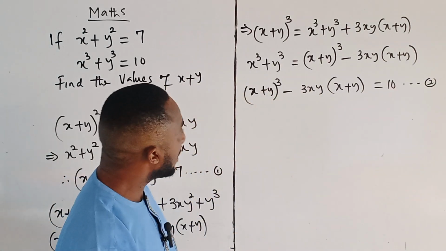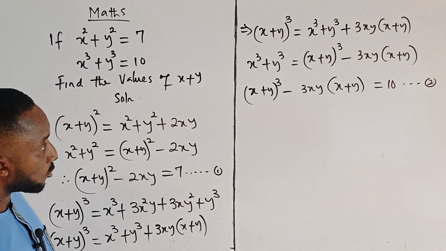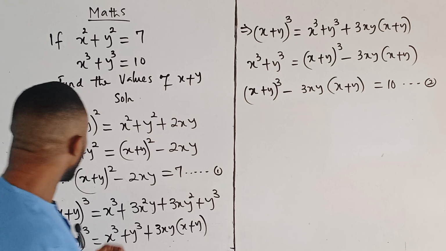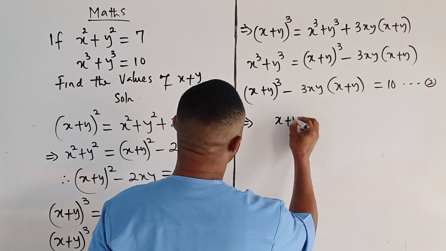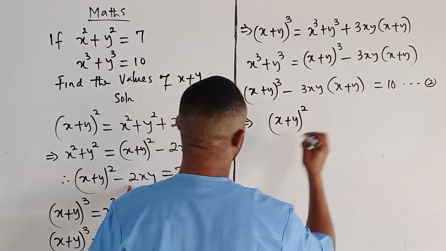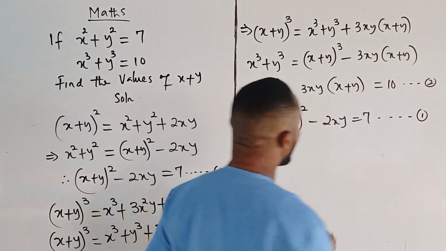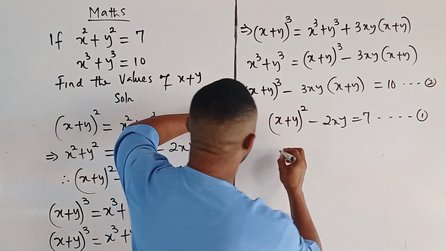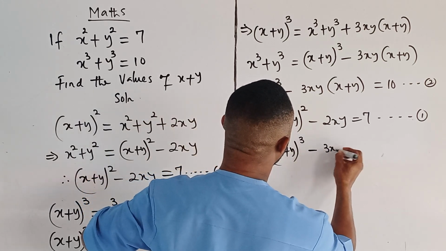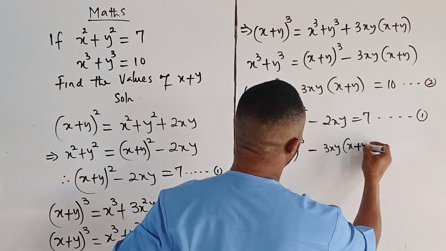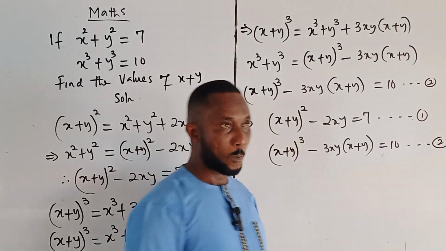So we have done so well. The next thing I shall do is to arrange equations 1 and 2 so that we can solve them simultaneously. So we have x plus y all squared minus 2xy equal to 7. This is our equation 1. Nothing has changed. Then we have x plus y all cubed minus 3xy into x plus y equal to 10. This is equation number 2.